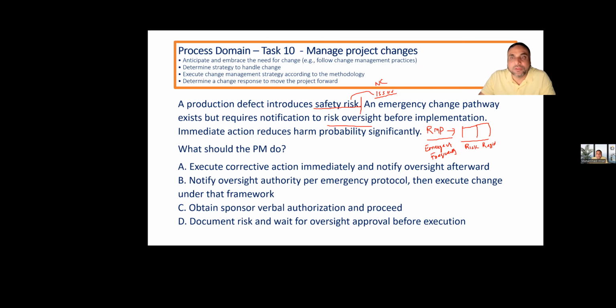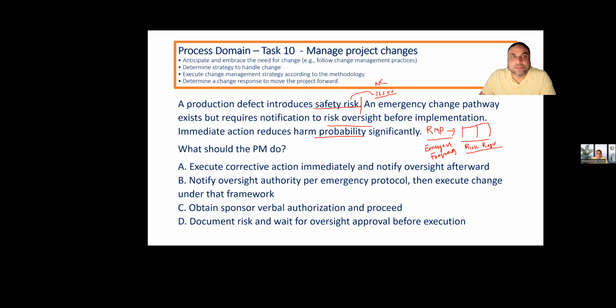How we are doing. So that is what our risk management plan does, acting as a baseline based upon the probability and impact, and a risk register has the risk qualification, risk owner assigned, risk responses identified, and also contingency or fallback responses. Immediate action reduces harm probability significantly. What should the PM do?